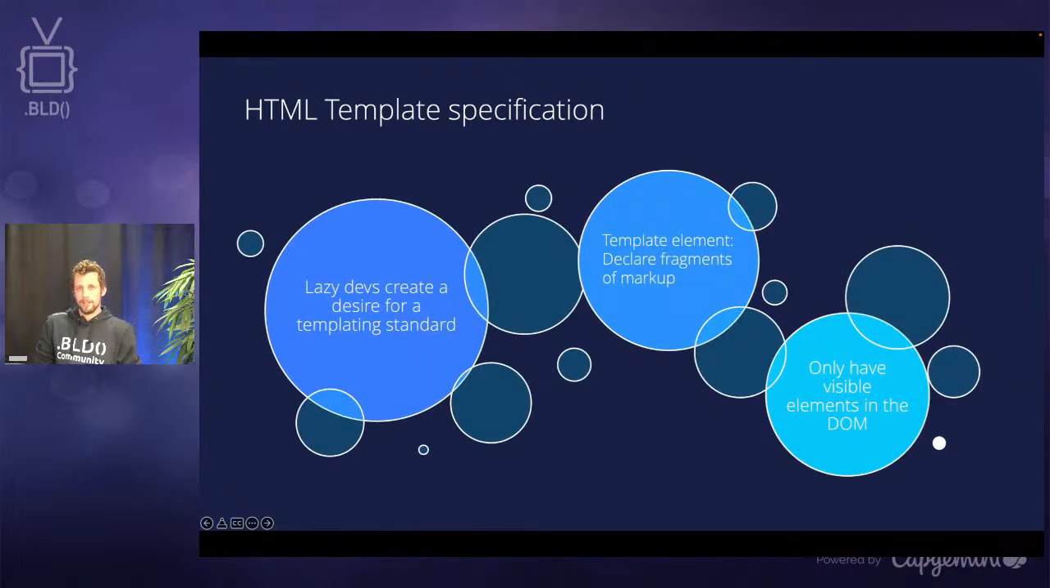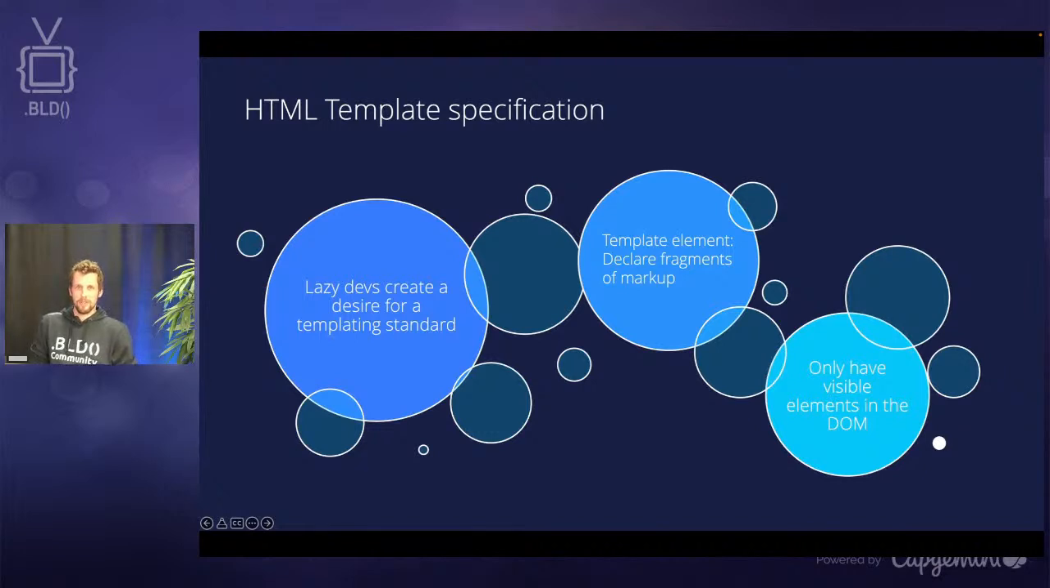Then over to the HTML template specification. The third specification that is part of the web component specification. All the big MVC frameworks, as I just mentioned, like Angular, React, Vue, they implement some form of templating for the rendering of their views. However, they all do it in a slightly different way.